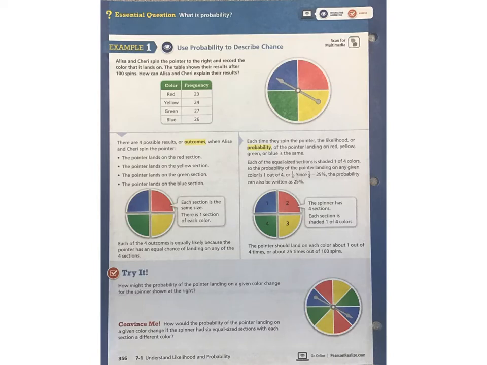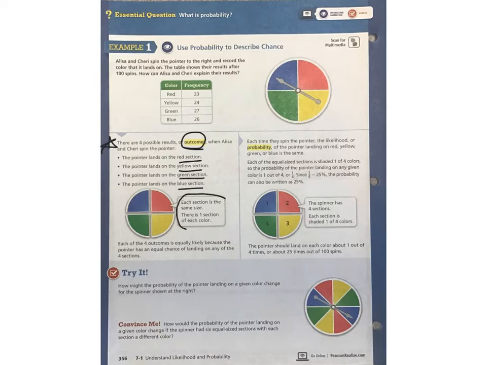Now read example 1. In this example, we're going to use probability to describe chance. Elisa and Sherry spin the pointer to the right and record the color that it lands on. The table shows their results after 100 spins. How can Elisa and Sherry explain their results? There are 4 possible outcomes or results when Elisa and Sherry spin the pointer. It can either land on red, yellow, green, or blue.